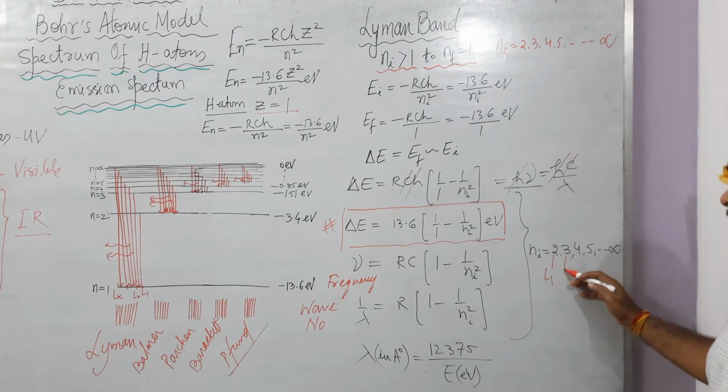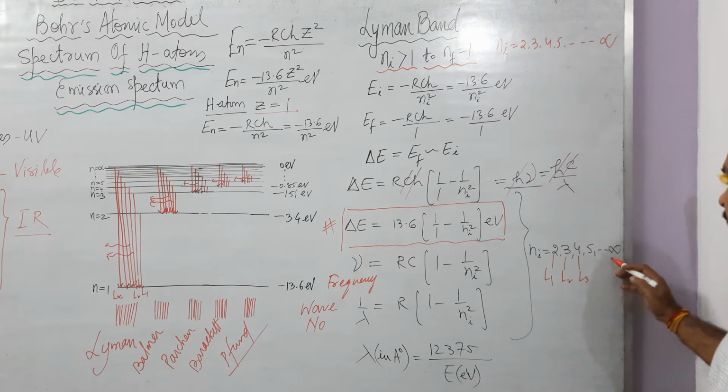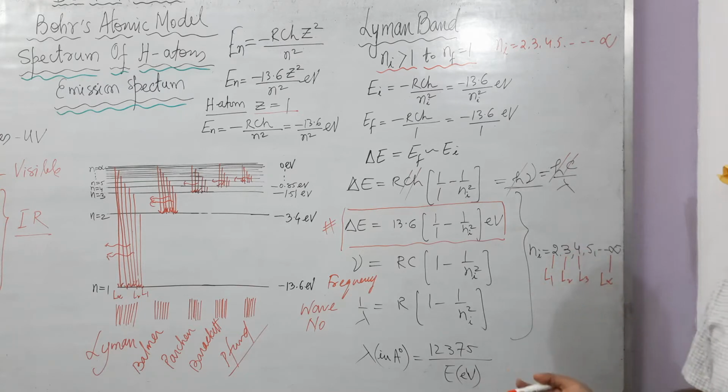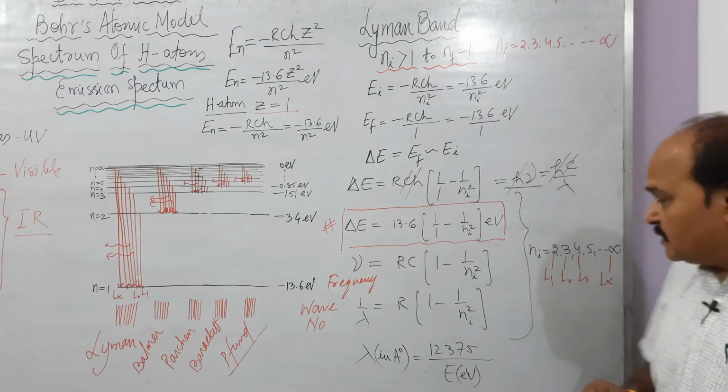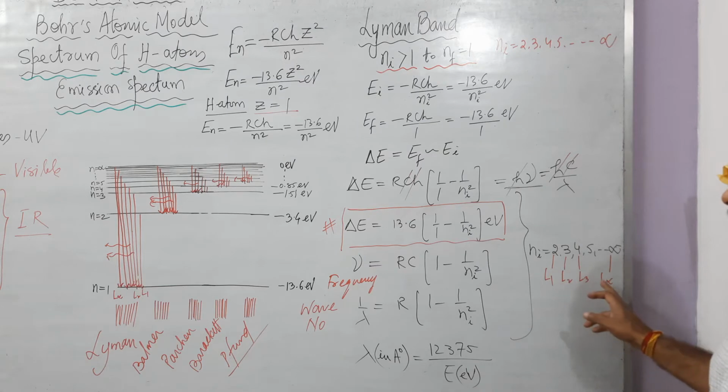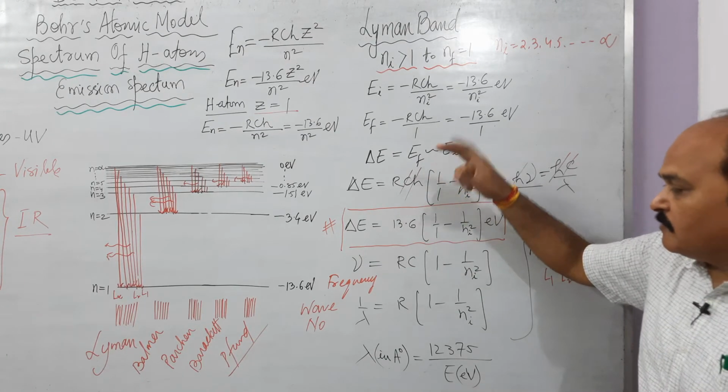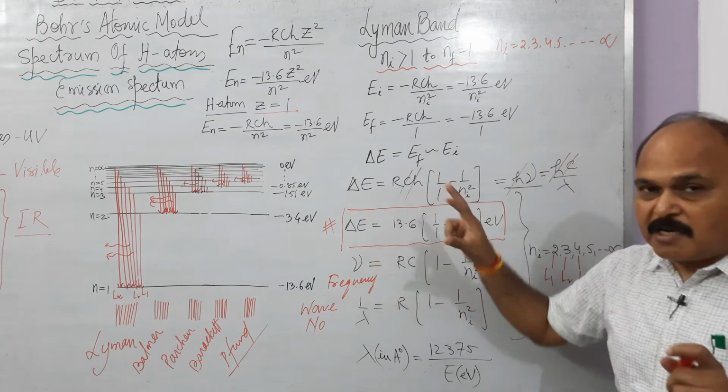Same way, if you substitute N equal to 3, you get the second Lyman line, N equal to 4, you get what? The third Lyman line, and for N equal to infinity, you get what? The last Lyman line, that is called the series limit. And for all these Lyman lines, you can find out energy, frequency, wave number and wavelength.